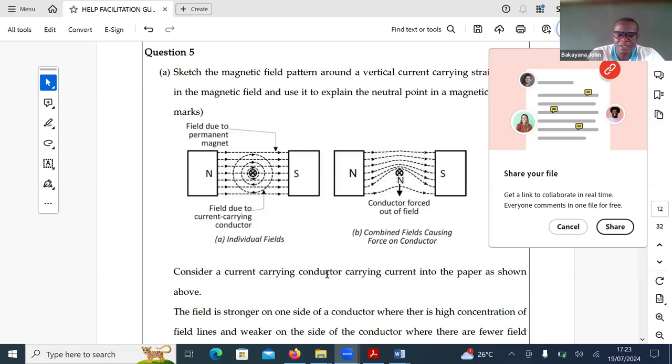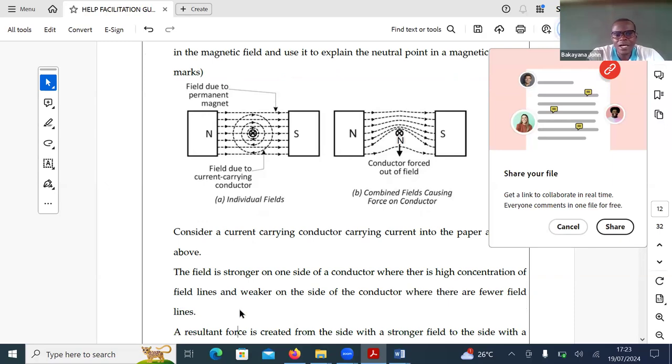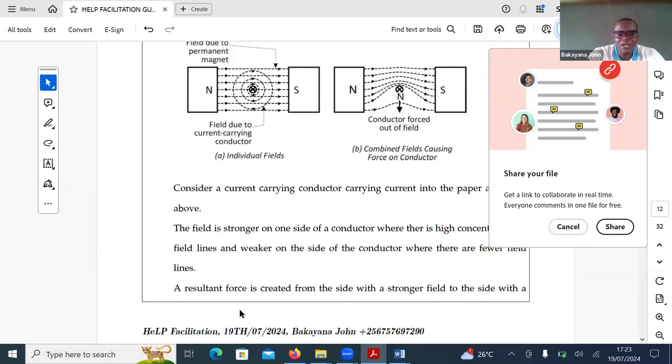Of course, I've explained that the field is stronger on one side of a conductor where there is high concentration of field lines, and weaker on the side of the conductor where there are fewer field lines. So the resultant force is created from the side with a stronger field to the side with weaker field. So this conductor will be acted upon by a force from the stronger field towards the weaker side.